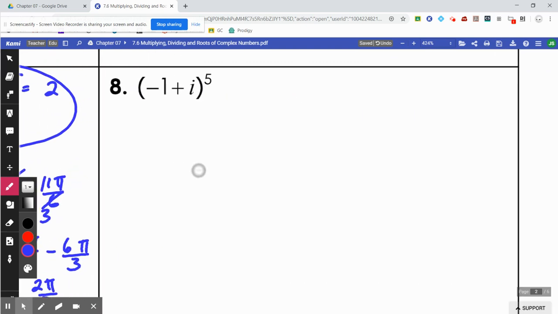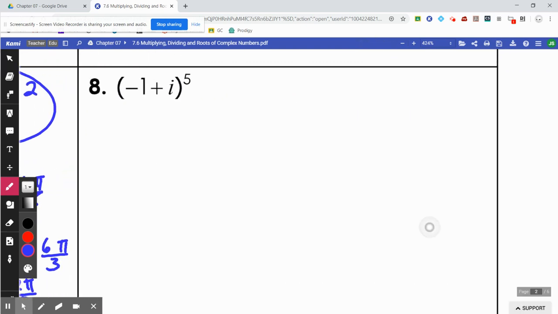Again, let's change this to trig form. First, I'll find your modulus by taking the absolute value. That'd be the square root of a squared plus b squared, which would be 1 plus 1. So that'd be root 2 as our modulus. Our angle, we need to find out what quadrant we're in. Negative 1, positive 1 is going to end up here.